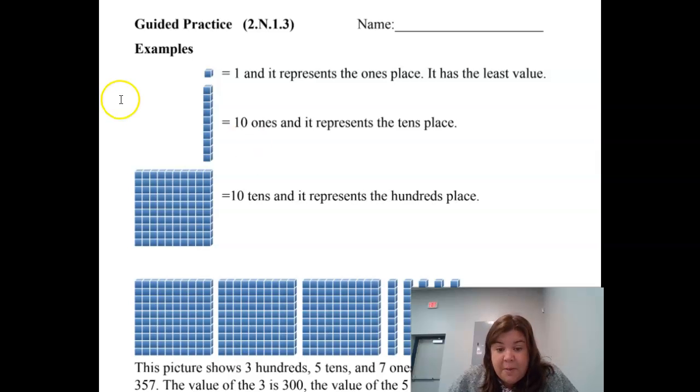Okay, so we have our base 10 cubes here. We have the little cube, it's 1, and it represents the ones place. It has the least amount of value, kind of like our pennies. Then when we stack them all in tens, that's 10 ones, and that represents the tens place. Then when we put 10 rods together, it gives us this flat one. That's 10 tens, and it represents the hundreds place.